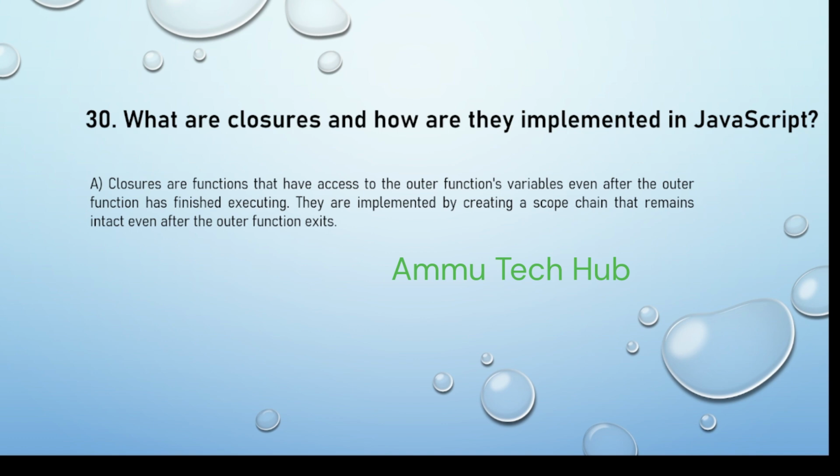What are closures and how are they implemented in JavaScript? Closures are functions that have access to the outer function's variables even after the outer function has finished executing. They are implemented by creating a scope chain that remains intact even after the outer function exits.